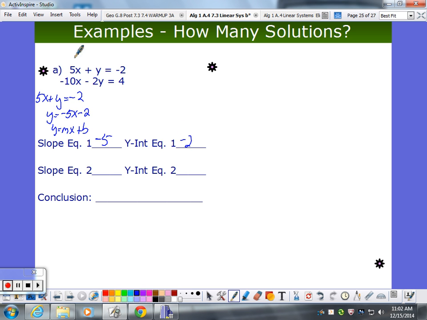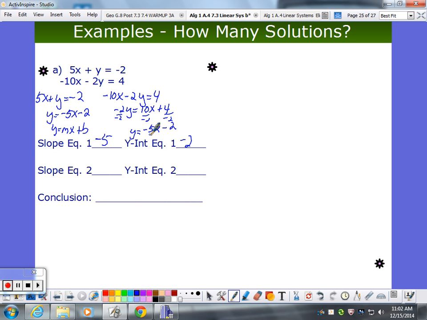Okay. And I'm going to repeat that process for this guy. Negative 10x minus 2y equals 4. So how do I get this into slope-intercept form, Matthew? Okay, so we're going to add that 10x. Then what? Divide everything by negative 2. So y equals negative 5x minus 2.